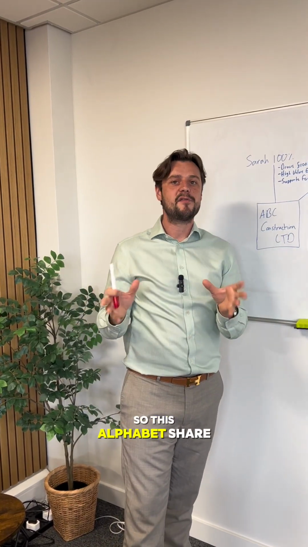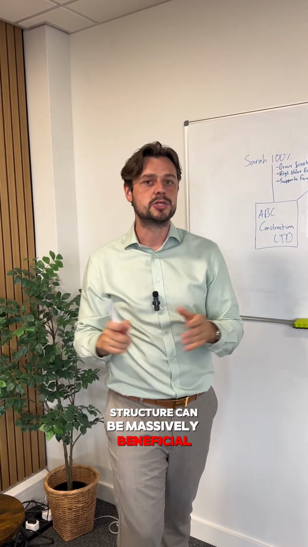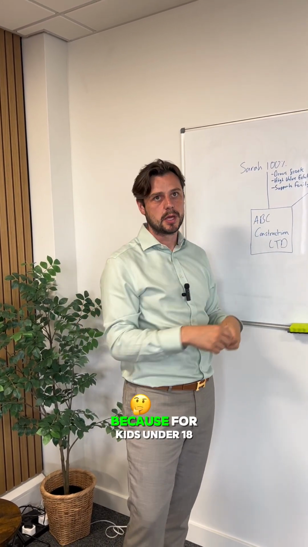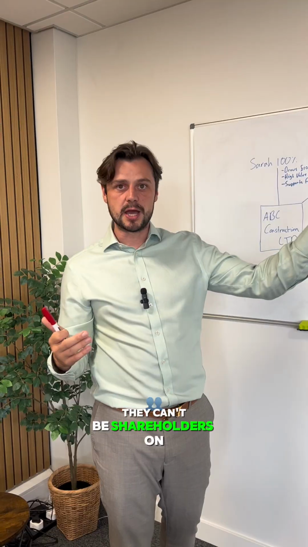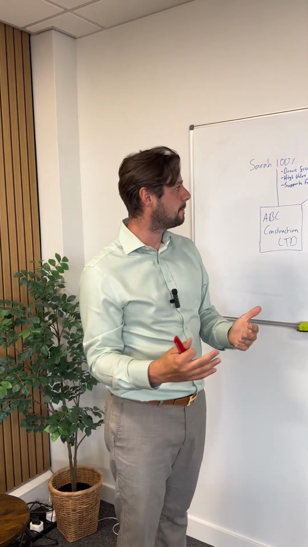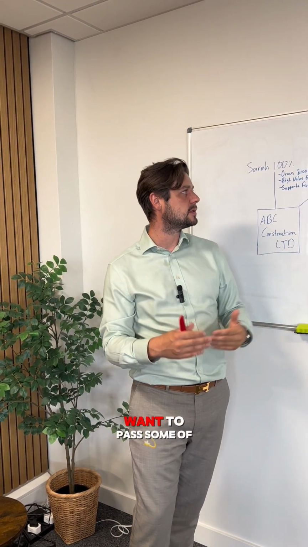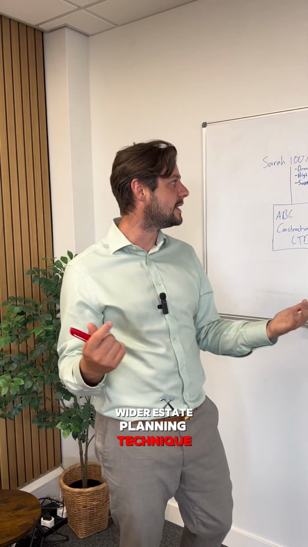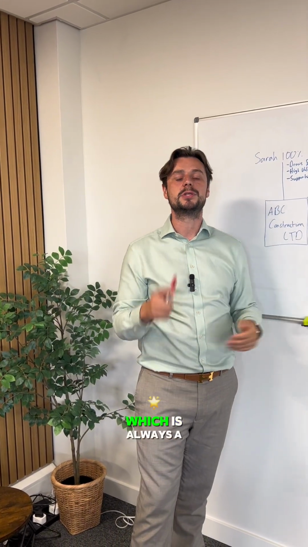So this alphabet share structure can be massively beneficial. We're even seeing people put the ABC shares in trust, because kids under 18 can't be shareholders on Companies House. Directors or shareholders may want to pass some of the capital or wealth to children as part of a wider estate planning technique, which can be done in trust, which is always a good way to do it.